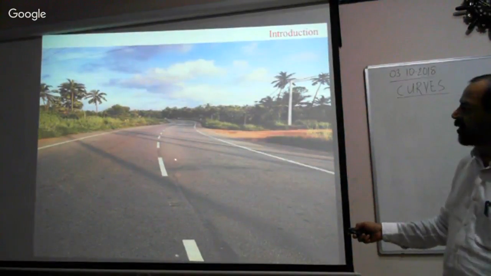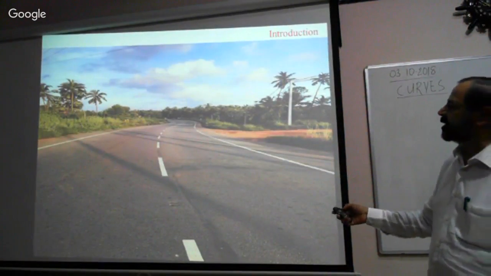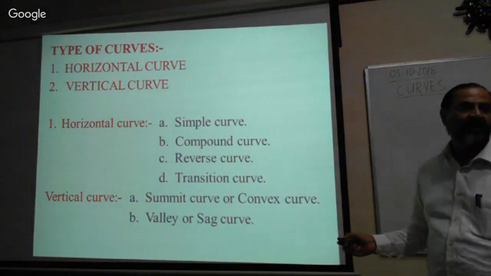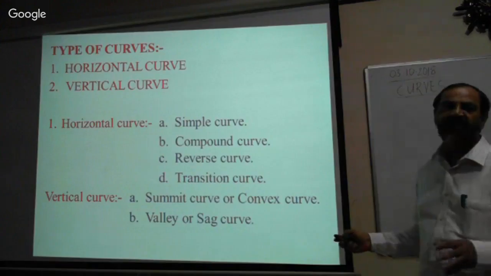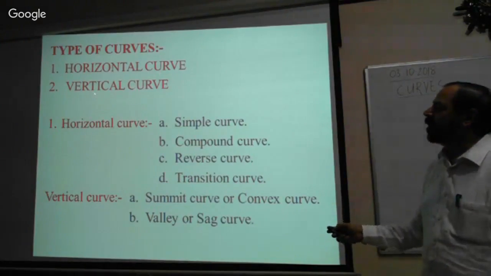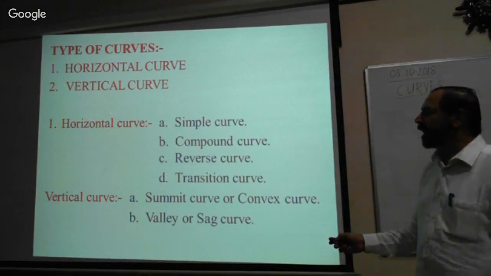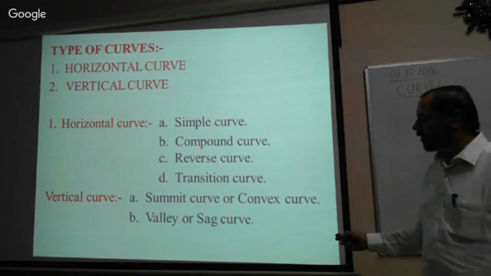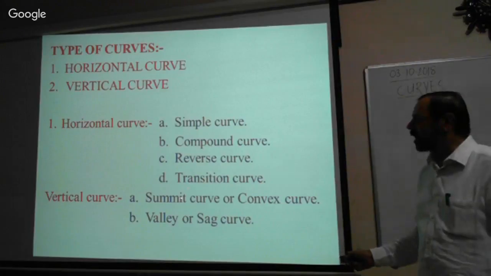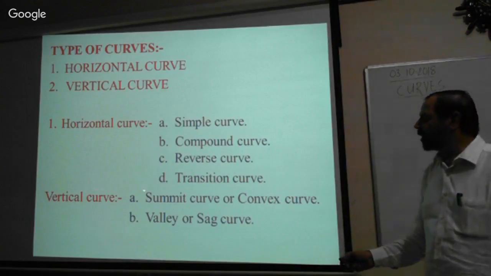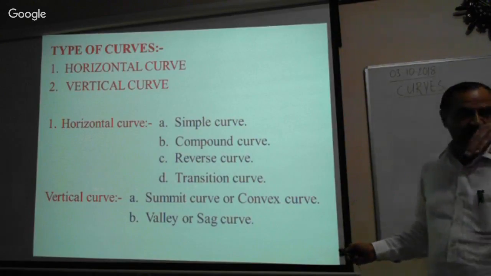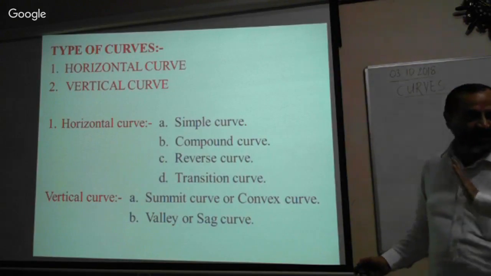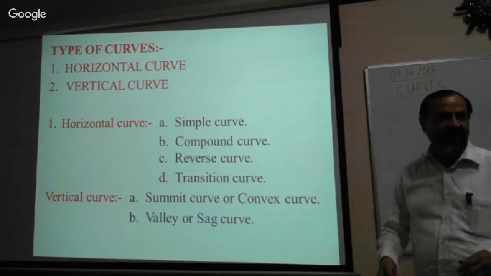This is the S curve, you can see this. This is the S type, that is a reverse curve. And now the curves are classified. Technically, the curves are classified into horizontal curve and vertical curve. In horizontal curves, we have simple curve, compound curve, reverse curve, and transition curve. And in vertical curves, we have summit curve, that is, summit means convex curve, and valley curve. Valley curve means it is a valley, isn't it?